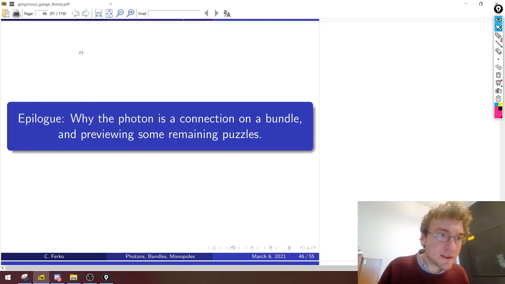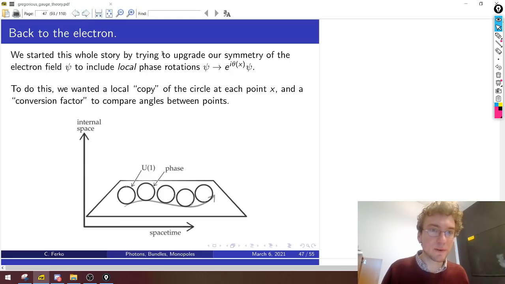All right, I'll try to wrap up so I'm not keeping you too long. Just to connect, so that I convince you that all of this money faffing around was actually useful. Back to the electron. The whole story started because we wanted to upgrade this symmetry of the electron field to a local phase rotation at every point. So now we see how to do that, right?